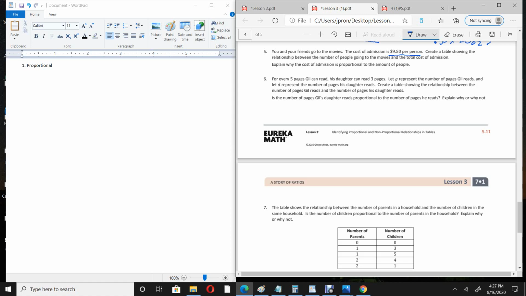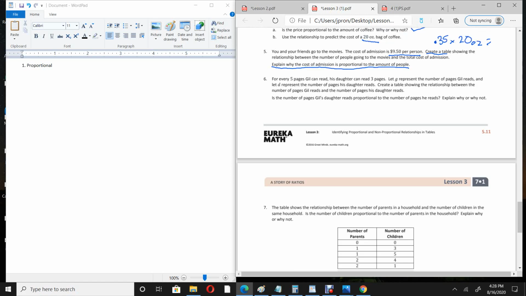So for this one, yeah, I'm glad you stuck around. If you're doing this on paper, you can totally create a table. You can probably create a reasonable table in a Google Form. But I won't need it. You don't necessarily need to create the table. You'll want to create the table to find your answer, but you only really need to explain why the cost is proportional, right? So if every person's paying $9.50, why is the cost to the amount of people proportional?